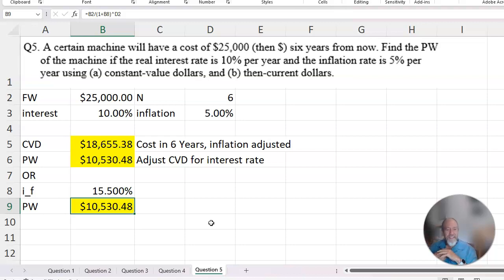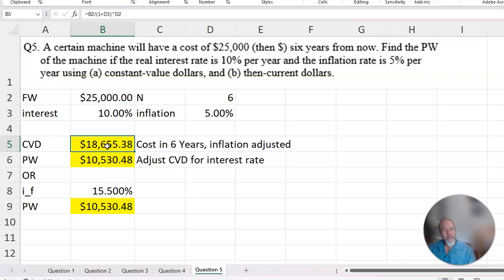So yes, inflation has gone up, and inflation has gone down, and inflation has gone up again. It does that. Concept of a constant value dollar. So in this case, we're going to calculate the present worth of the machine under a constant value dollar, which is basically a dollar that changes at the same rate as inflation. It's just the same as calculating the present worth, knowing the future worth, using your rate of inflation.